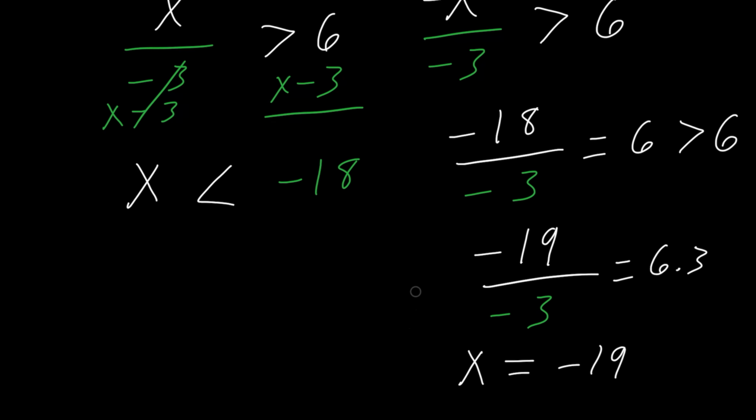Instead of doing all that every time, we just found this neat little rule: when you divide or multiply both sides by a negative number, you flip the inequality symbol to keep the truthfulness of the statement. All right? So now let's try one where we have to divide.